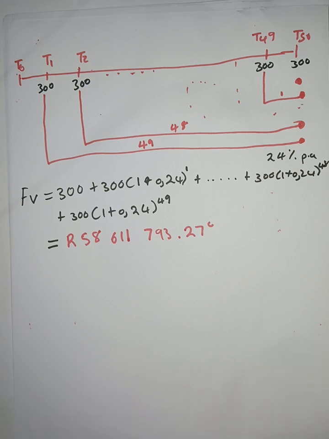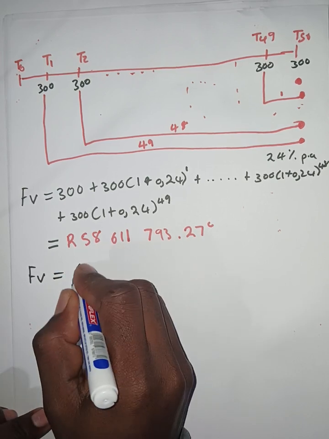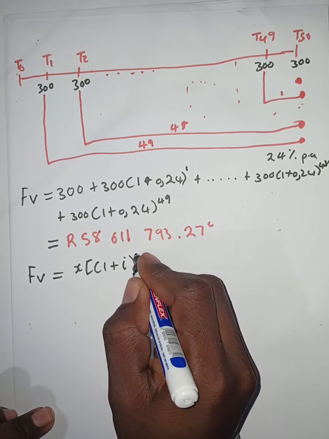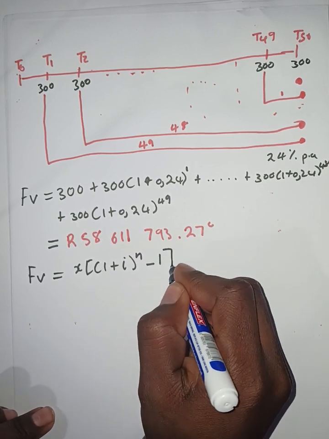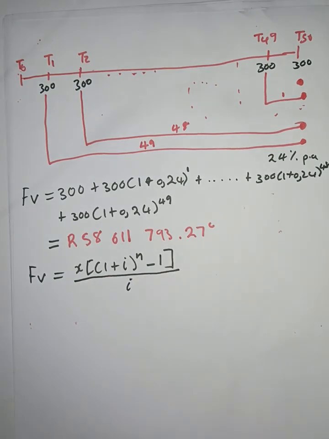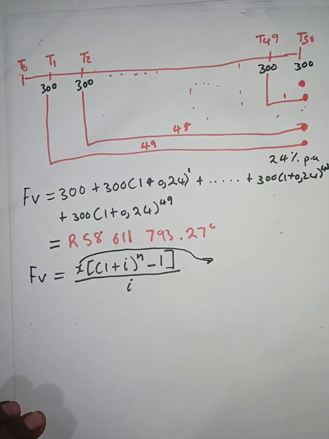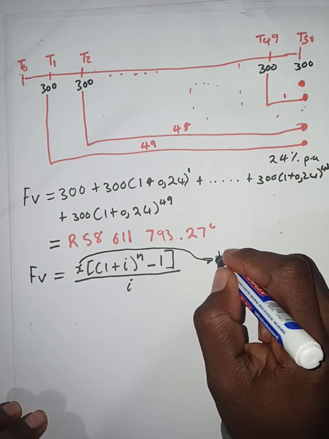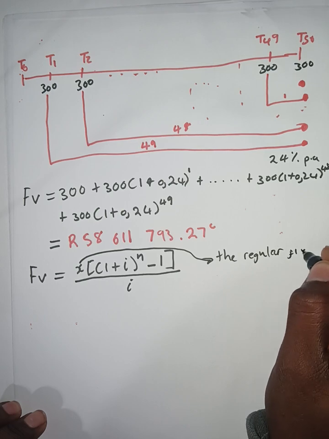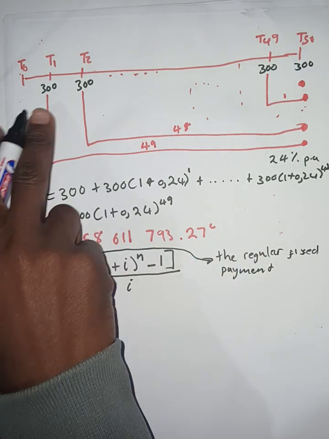It simply says FV, which is future value, is equal to X times 1 plus interest, to the power n, minus 1, and all of that is divided by i. Now, X stands for the regular fixed payment. So that's the amount that we made every month, right?